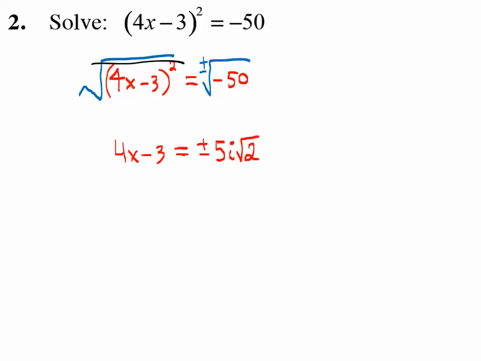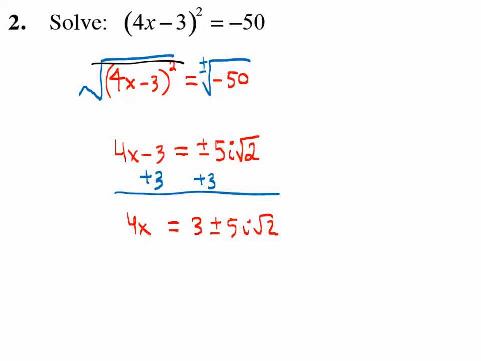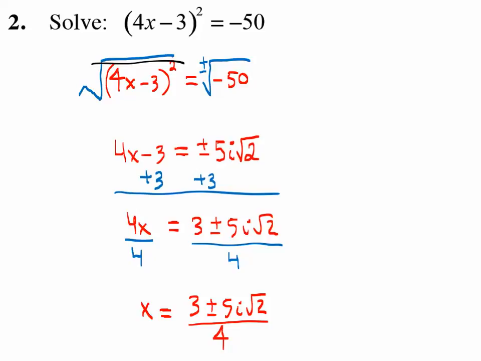In this case, what should we do next? Add 3 is perfect, yep. We're going to add it to the front of it. So 3 plus or minus 5i root 2. And the next step, of course, divide by 4. And this time we are not going to separate them into two different answers, because it already shows us the two different answers, right? But everybody knows there's two different answers here. There's a 3 plus 5i root 2 over 4. The other answer is 3 minus 5i root 2 over 4.